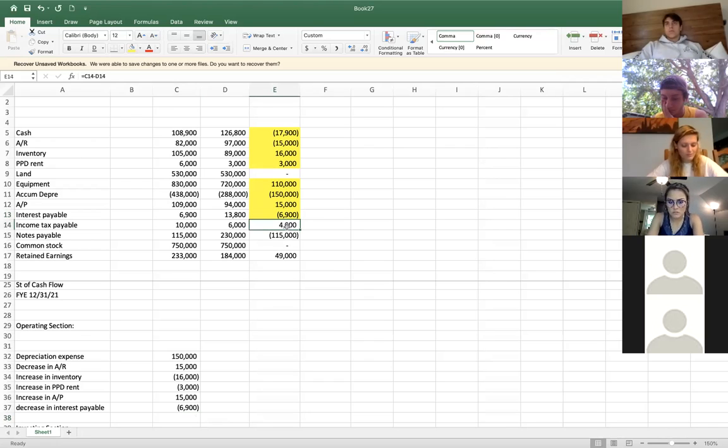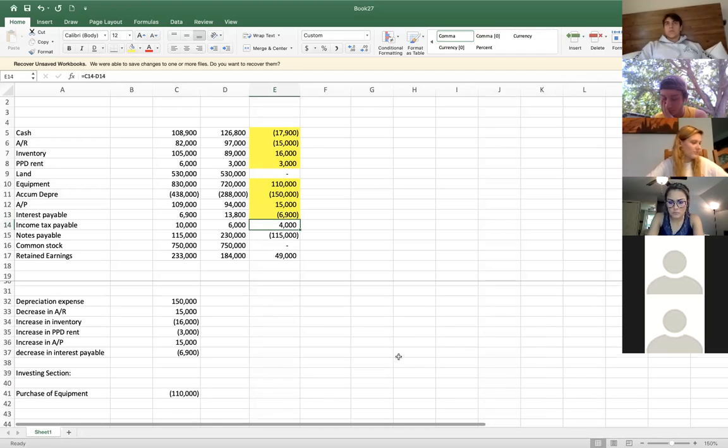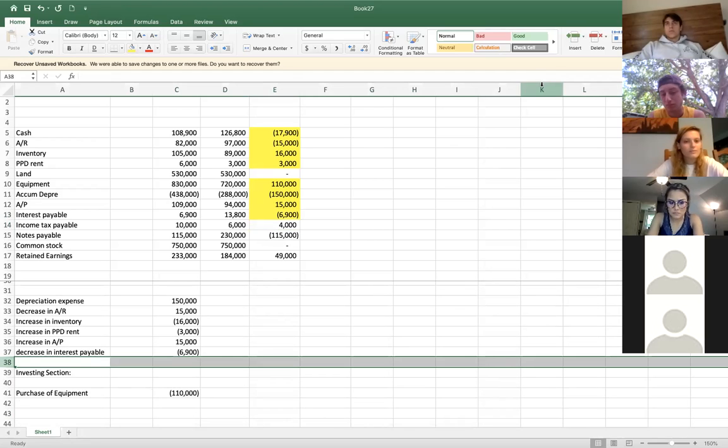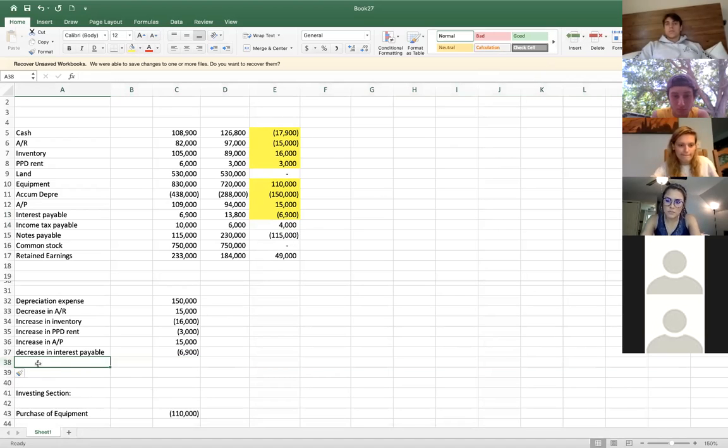Now the next account is income tax payable. What kind of an account is it? Come on. Liability. Current or long-term? Current. What section? Operating. Very good. Yay, that's the way we're supposed to do it. What did it do? Did it go up or down? Do I have an increase or decrease? Decrease. I see an increase from 6 to 10.